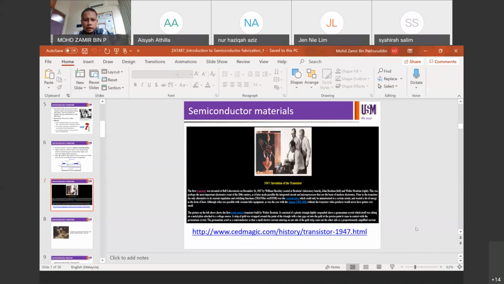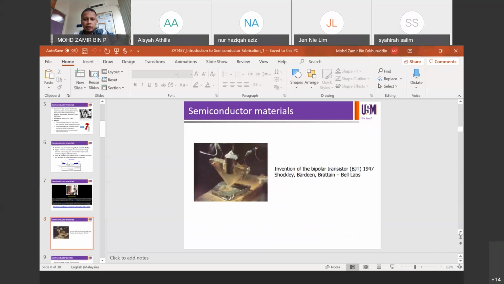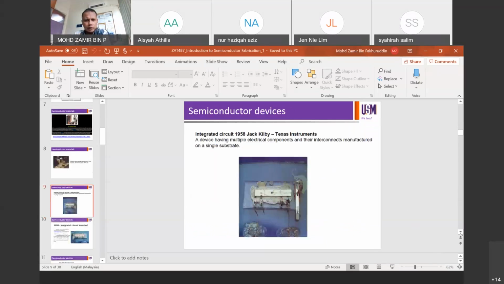So this is again the invention of the transistor back in 1947. Look at that shape of the germanium transistor in Bell Lab. You can see it clearer on this page, right? How does it look? It's not looking good, right? But it's working. 1947, that's like 60, 70 years ago. Simple shape germanium BJT.